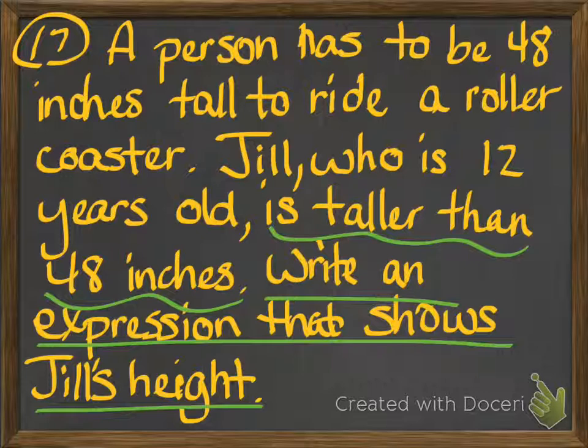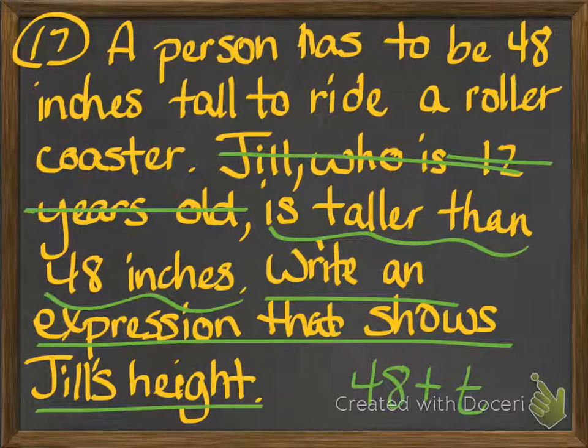This part right here where it tells you that she's 12 years old, that is not important information. They're trying to trick you by adding extra information in there. They're trying to trick you by telling you who she is. None of that is important. But it is important that she's taller than 48 inches. So Jill's height right now is 48 plus however tall she's grown. And I'll put T for however tall she is right now. Whatever it is, it's going to be 48 plus T. Okay, so that's the expression to show how tall she is now.